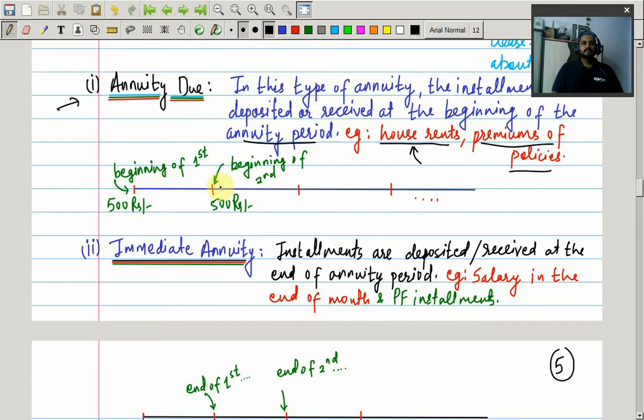So here's a timeline explanation for annuity due. This is my first year. This is the beginning of the first year, and the end of the first year is nothing but the beginning of the second year. So at these points you are paying your first installment, and at the beginning of the second year your second installment. Such kind of deposition comes in annuity due.